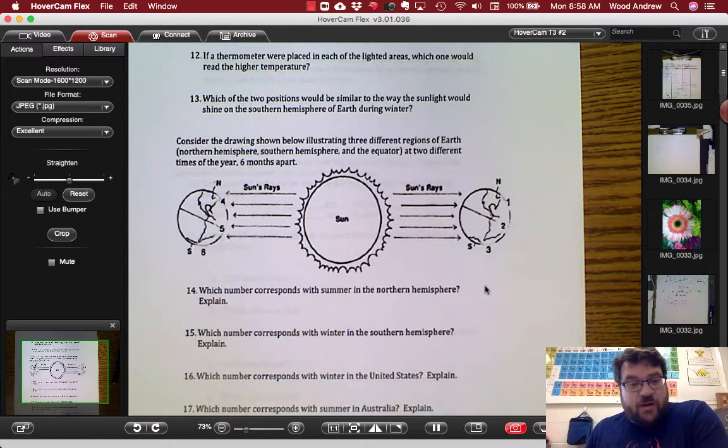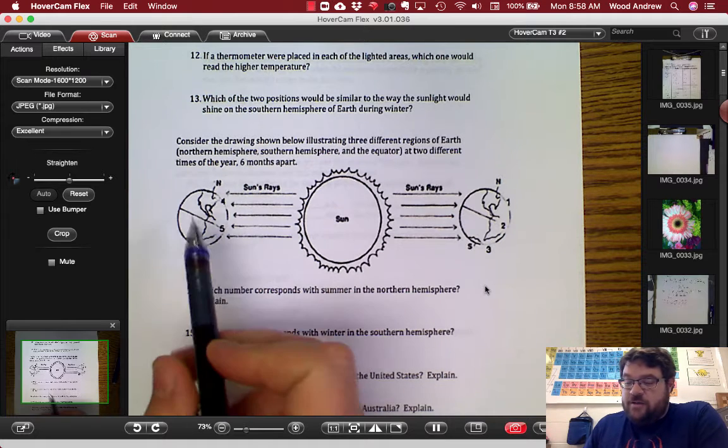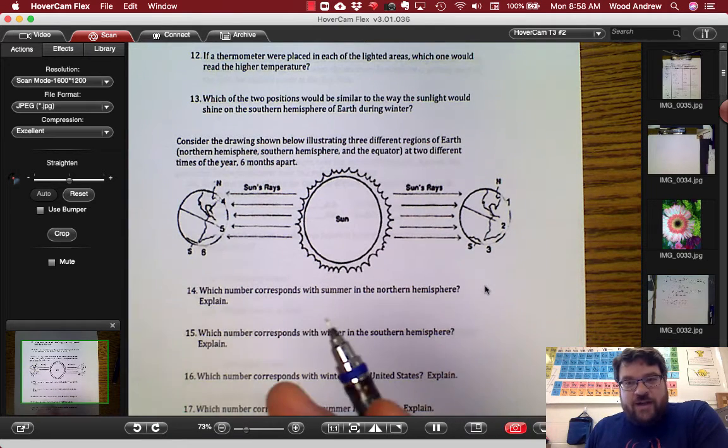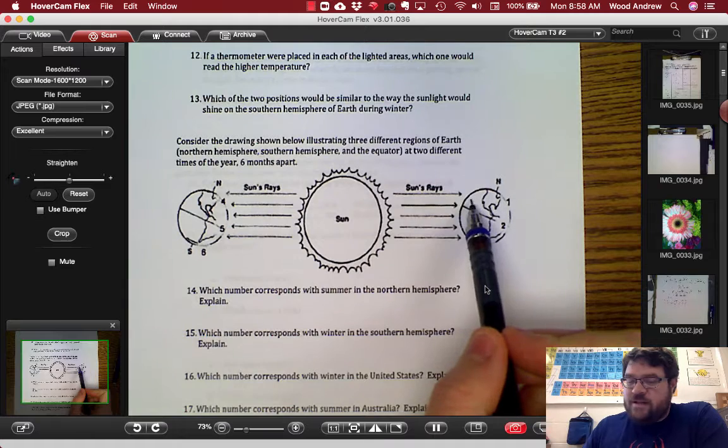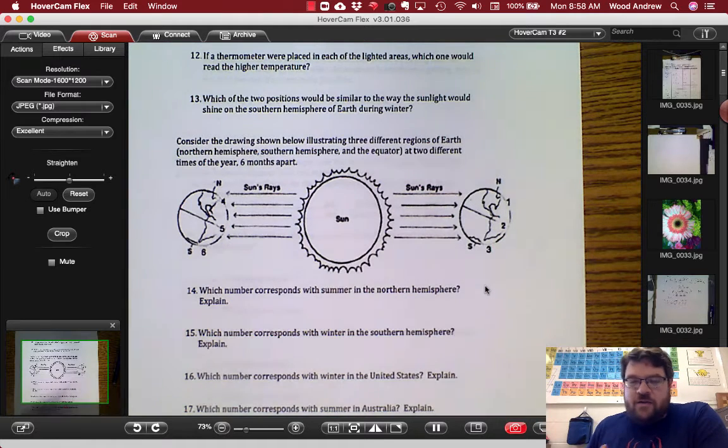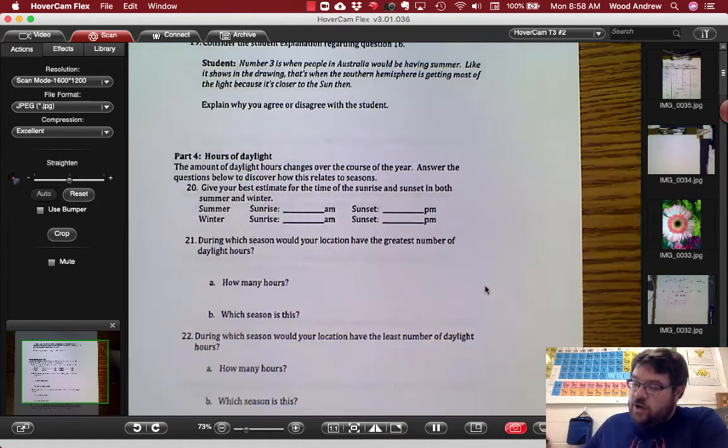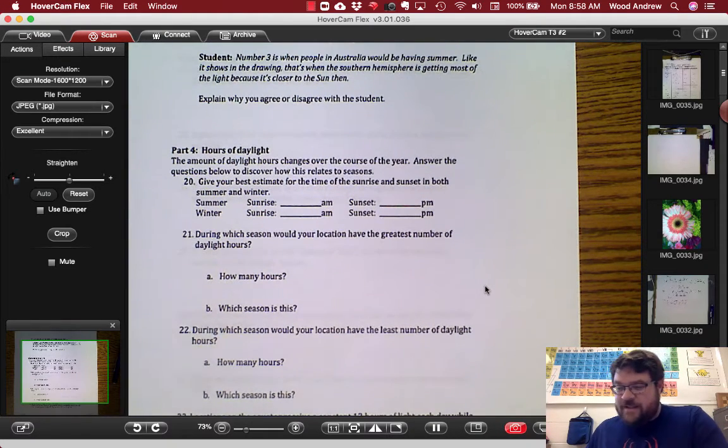This is part of the cause of seasons, the amount of direct light. When it's tilted towards the sun, it gets more direct light. When it's tilted away from the sun, it gets less direct light. And of course, this is exactly flipped for the southern hemisphere, right? That's why our seasons are exactly opposite. There's one other cause of seasons, and this is under part 4, hours of daylight.